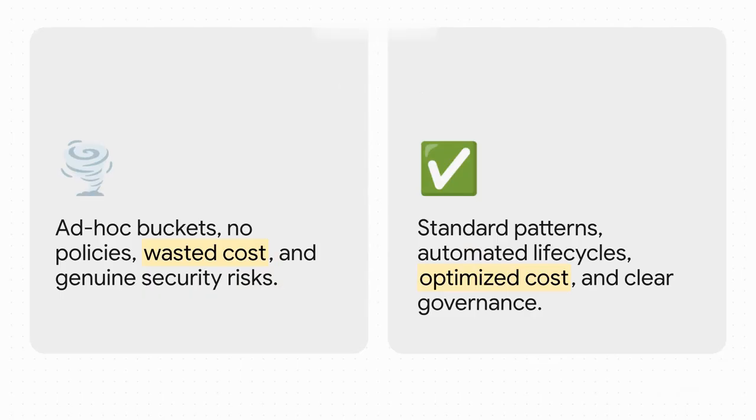And this is the transformation we're shooting for. We start in chaos land, right? Buckets are created on the fly, there are no rules, costs are spiraling out of control, and there are some real security risks hiding in the shadows. But the goal is to get to a state of order. Predictable patterns, automated cost savings, and clear governance that actually makes everyone's life easier. So let's break down exactly how we get there.